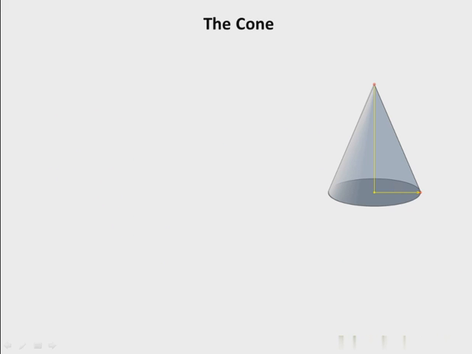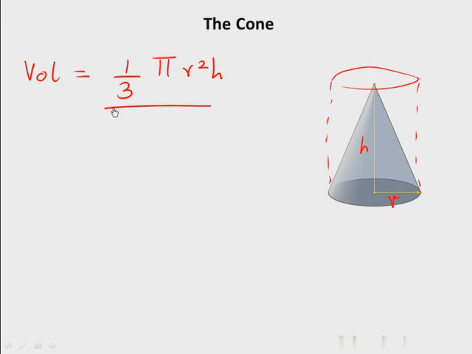The cone. Having done the cylinder, let's now work with the cone. The cone again has two important parameters, the radius and the height. What's the volume of the cone? Well, the volume of the cone is 1/3 the volume of the equivalent cylinder. If I had a cylinder of the same radius and same height, its volume would be pi r square h. And the volume of the cone is 1/3 of that. It's 1/3 pi r square h.